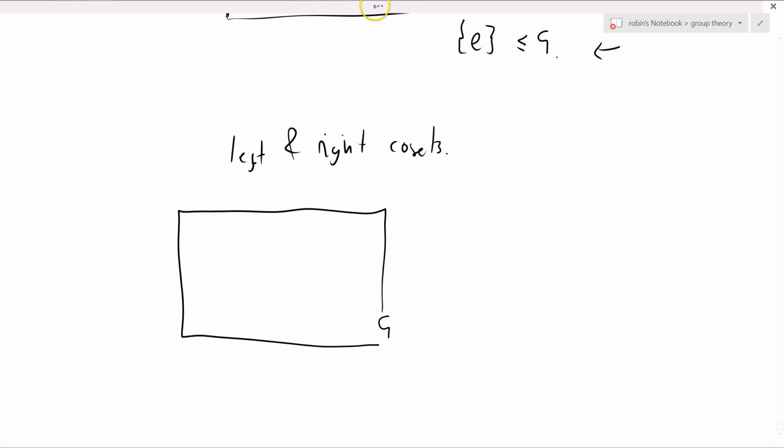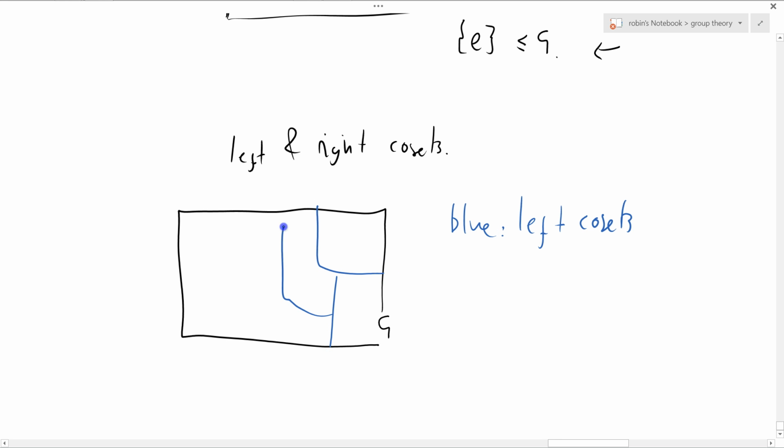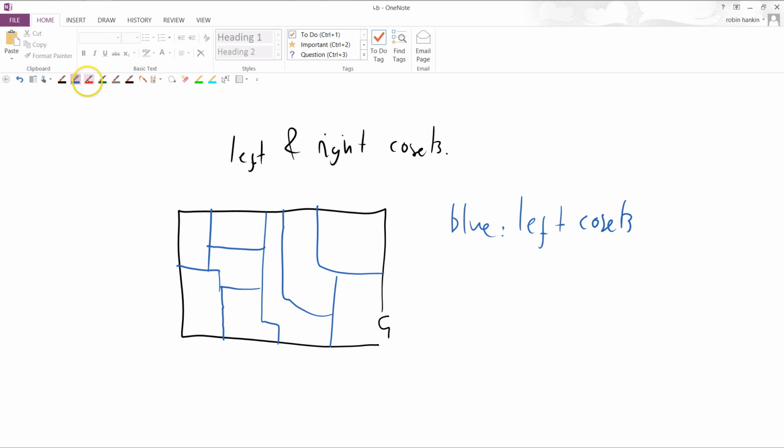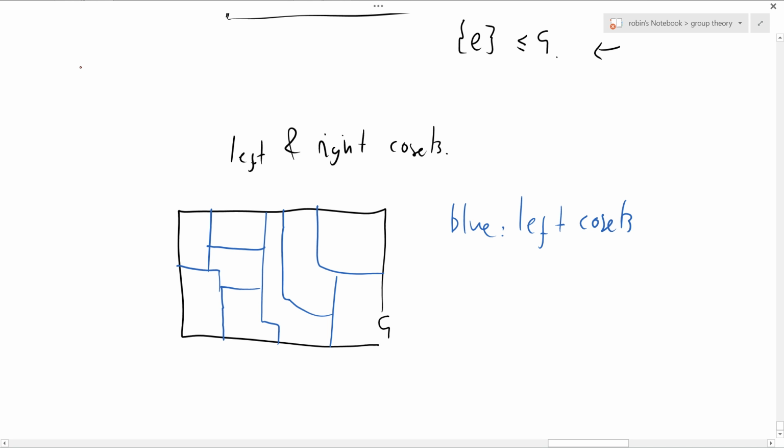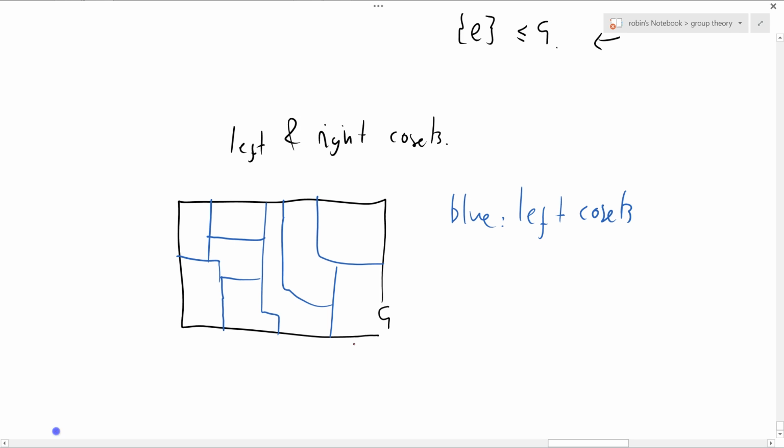here. So there's my group, and I'm going to use blue for left cosets. And the left cosets might look like this. They're supposed to be all the same size, but I'm not doing very well at illustrating this, am I? I'm not a very good artist. Okay, and so what do the right cosets look like? Well, there's the same number of them, and therefore they're the same size, but they don't necessarily overlap. The red cosets might look like this.